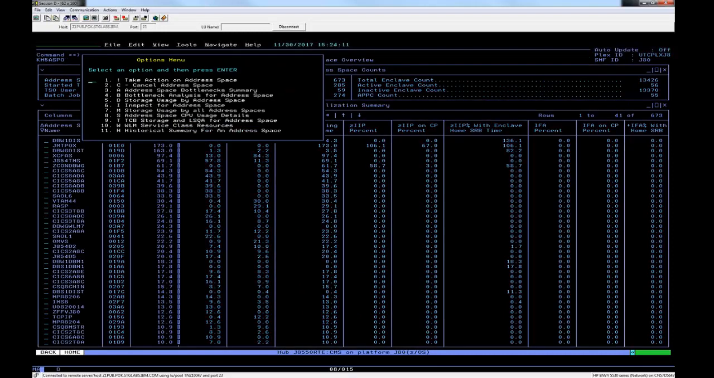But there are other options we can look at for the address space. There are actions we can take, such as canceling the address space should it be a looping address space or for whatever reason shouldn't be running. One can cancel it directly from here. We can look at the bottlenecks, option 3 here.